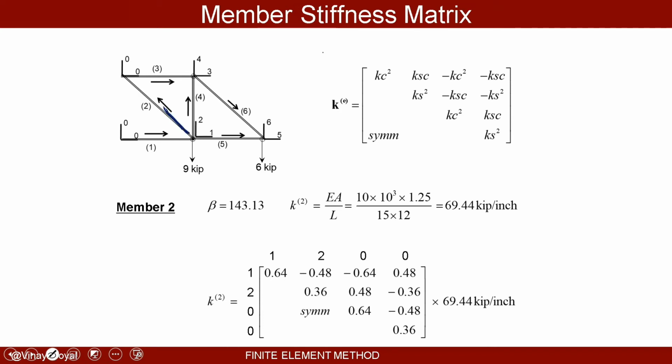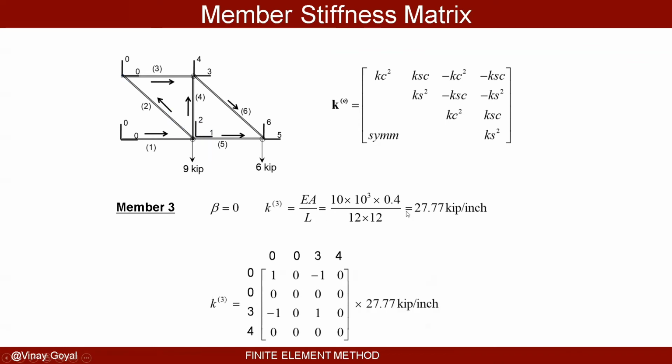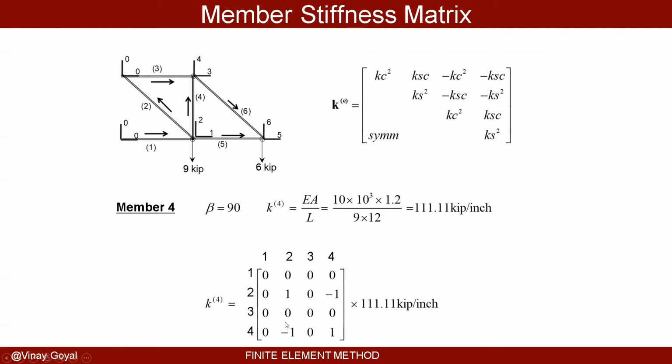I'm looking at this member here, and I is here, J is here. And so the angle I'm looking at is this one. That's the beta. And you can use trigonometry to find this 143 degrees. Again, the modulus is known, the area is known, the length is known. So I know K. I know the stiffness matrix for this one.